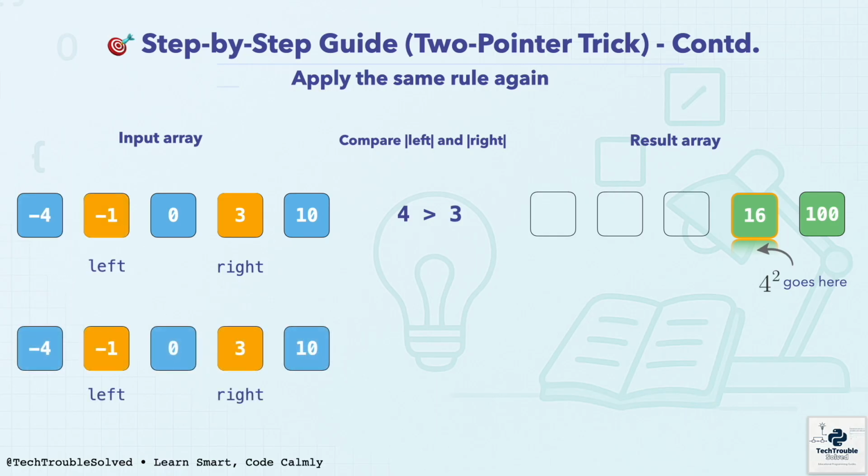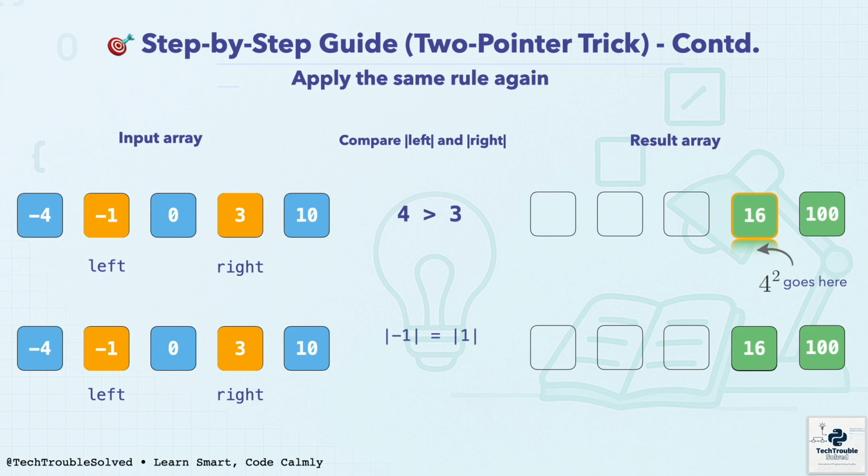Now the left pointer is at -1 and the right pointer is at 3. We compare absolute values 1 and 3. 3 is larger, so we square 3 and place 9 in the result array. Because we used the right value, the right pointer moves left.